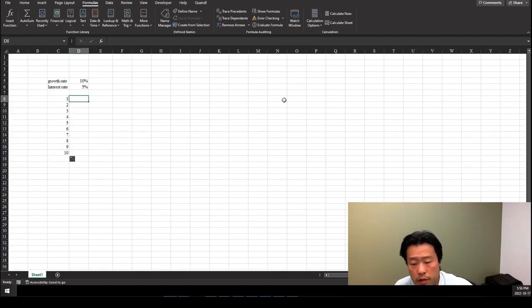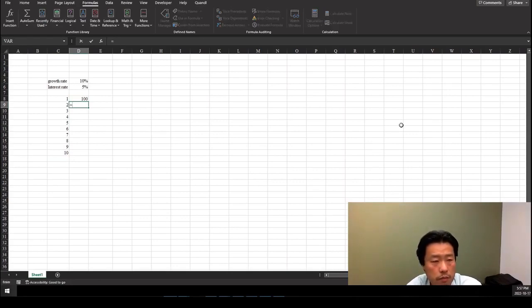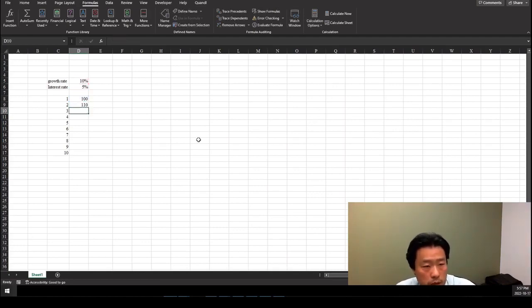Remember the initial payment is 100, so put 100 here. Then we calculate the other payments from the previous payments. It's 100 multiplied by 1 plus the growth rate. Remember to lock the growth rate. Then click this number and double-click here to fill all the cells.